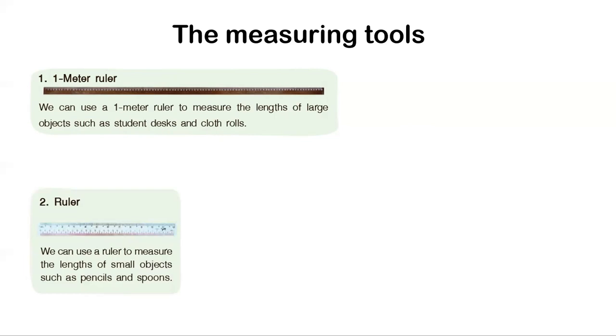We have got a ruler. We can use a ruler to measure the length of small objects such as spoons, pencils, and erasers. So objects that are small, objects that are shorter in size, we can measure them using a ruler. And a ruler can measure in centimeters and millimeters.